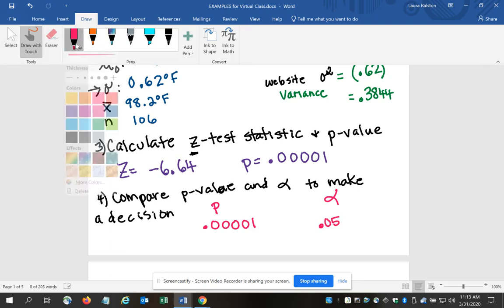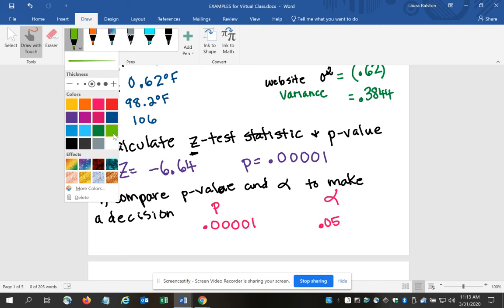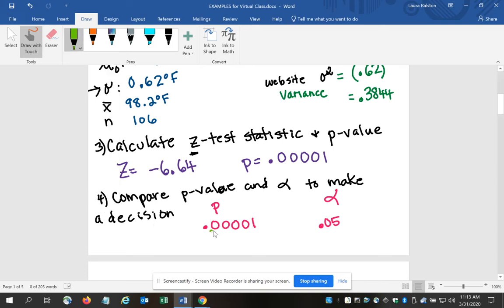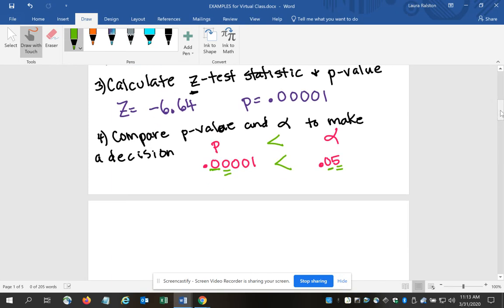And guys, you're going to compare these digit for digit. If I compare the first digit, p is 0, and the first digit of alpha is 0. There's no difference. Then if I compare the second digit, 0 to 5, 0 is less than 5. Therefore, p is less than alpha. And the guidelines tell me, if p is less than alpha, that we should reject the null hypothesis.